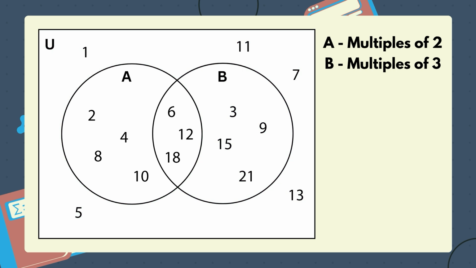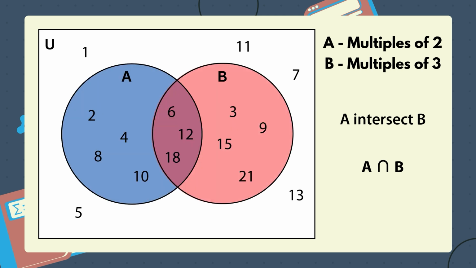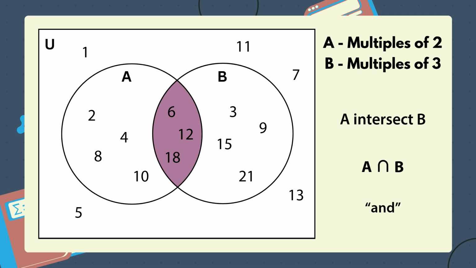Our next operation we want to talk about is A intersect B. The notation below reads A intersect B. The upside down U is our symbol for intersect. I currently have A and B highlighted. A intersect B is where they overlap in this purple section. For some, it's easier to think of this as A and B.